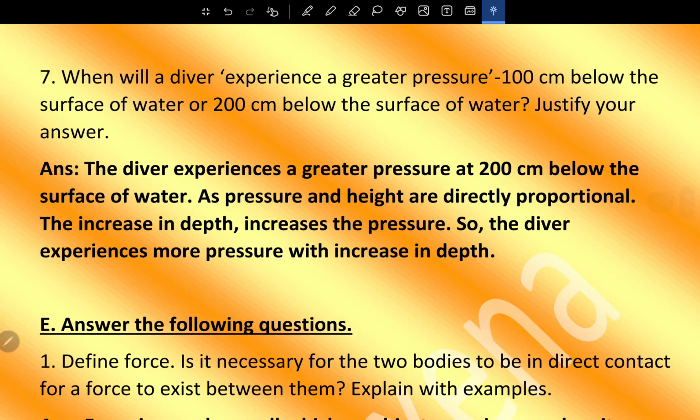Question number 7, when will a diver experience a greater pressure, 100 centimeter below the surface of the water or 200 centimeter below the surface of water? Justify your answer. The diver experiences greater pressure at 200 centimeter below the surface of water, as pressure and depth are directly proportional. The increase in depth increases the pressure, so the diver experiences more pressure with increase in depth.